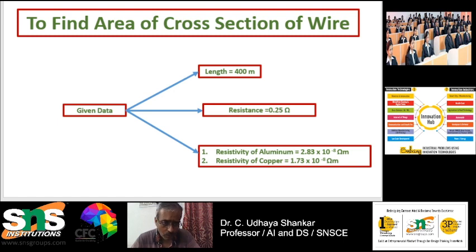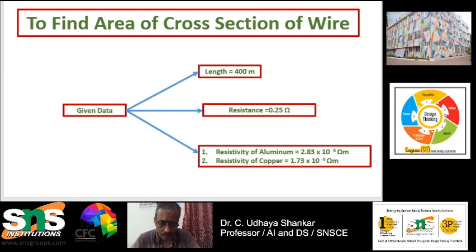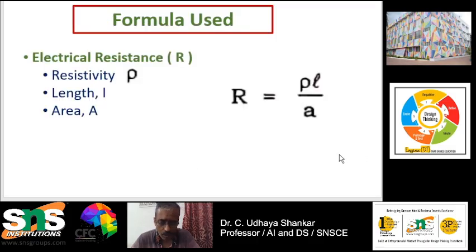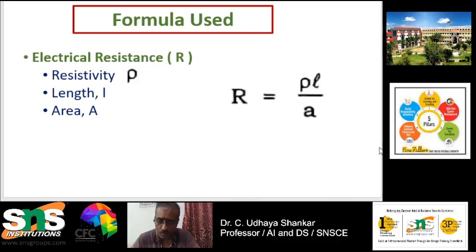As you all know, the formula is R equals rho L by A. This is the basic formula, where rho is the specific resistance, L is the length, and A is the area. So you just substitute directly.